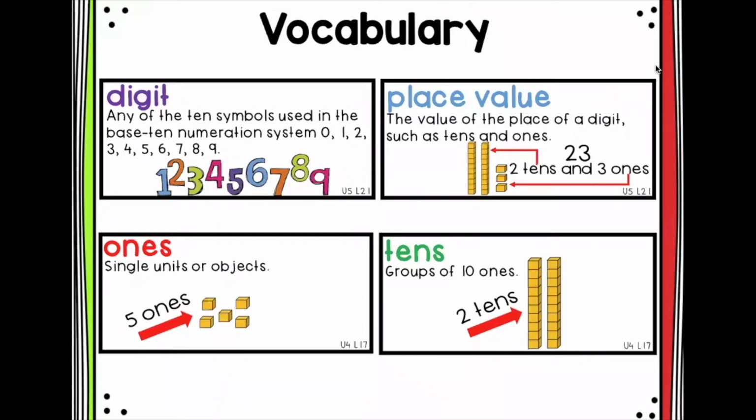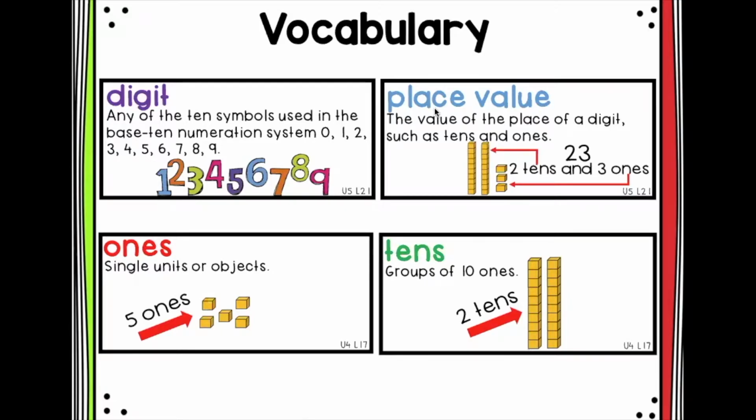Here's our math vocabulary for today. The first vocabulary word we have is the word digit. A digit is any of the 10 symbols used in the base 10 numeration system, such as 0, 1, 2, 3, 4, 5, 6, 7, 8, and 9, or simply just numbers.